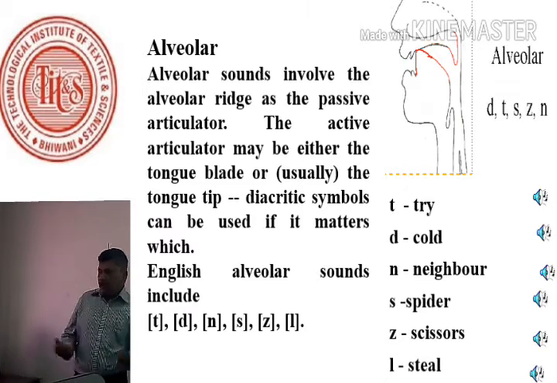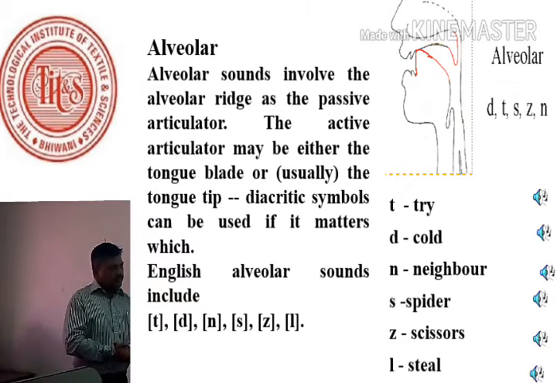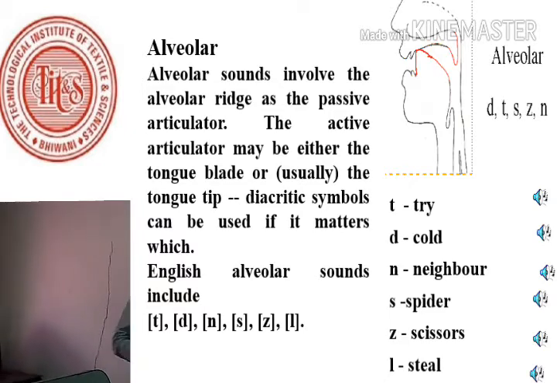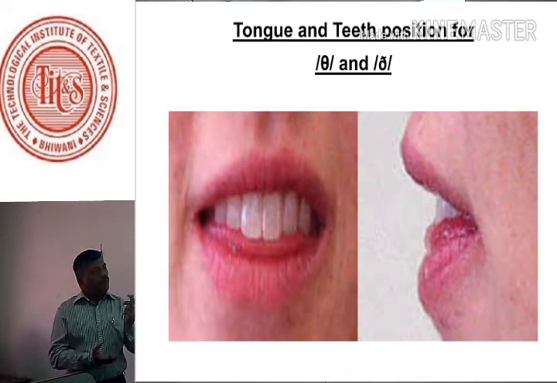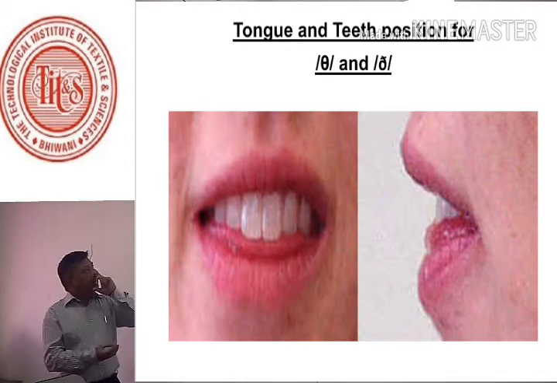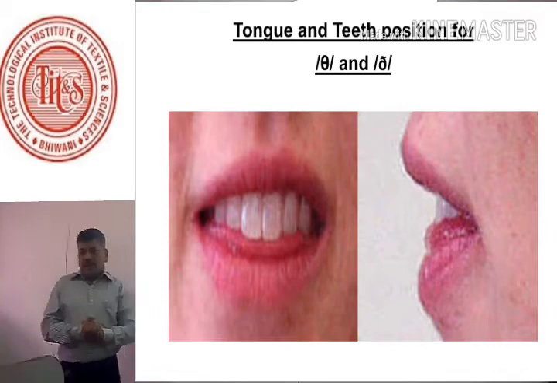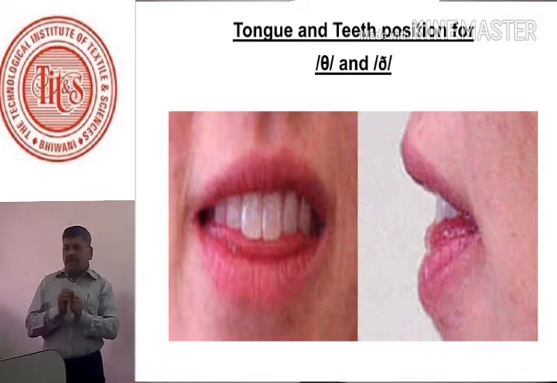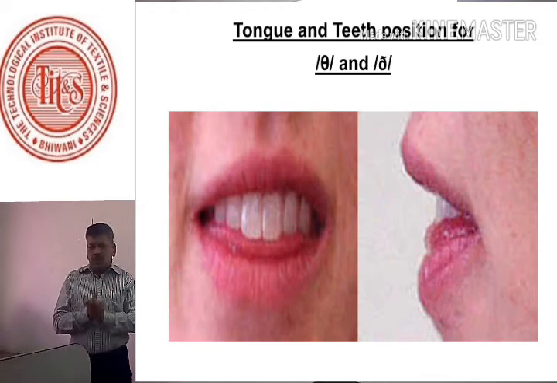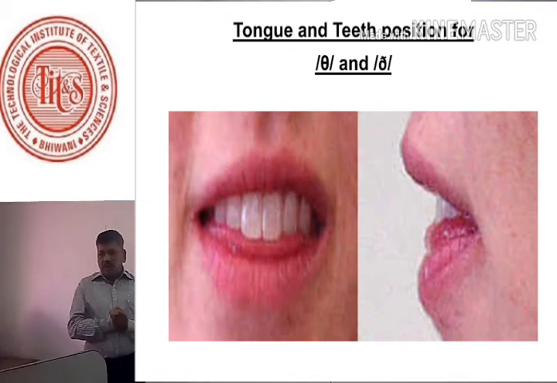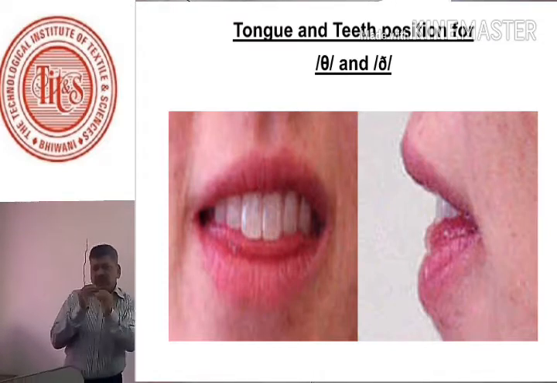One more thing I would like to discuss on this point: when we are going to produce the "th" sound, one slide back please, yes, one more back. Look at the image and try to identify the tongue location, and at the same time realize the production mechanism of the sound "la". Identify the "la" sound and look at the "th" sound.